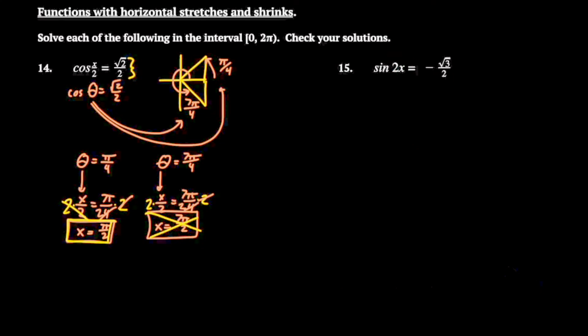Moving on to 15, there's a few main differences I want to point out. First of all, we have sine instead of cosine, so that's going to be y values instead of x values. Second of all, and this will make the biggest difference, we have 2x inside the sine function instead of x over 2. So this is actually a horizontal shrink, we said, instead of a stretch. And the value it's set equal to is negative square root of 3 over 2, so that comes from our 30, 60, 90 triangle.